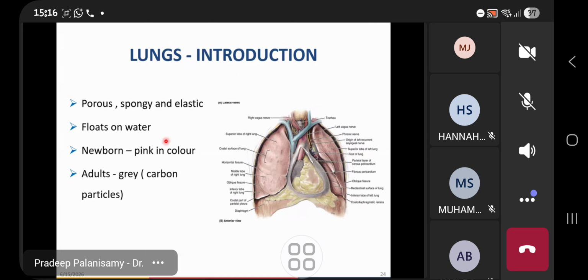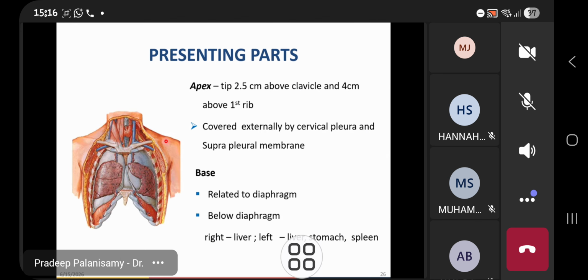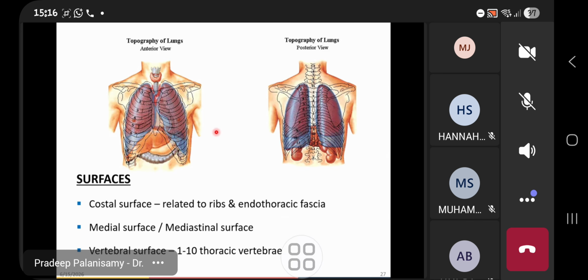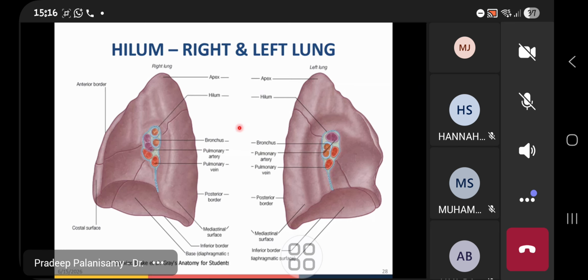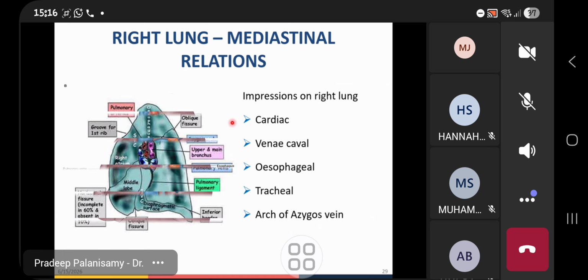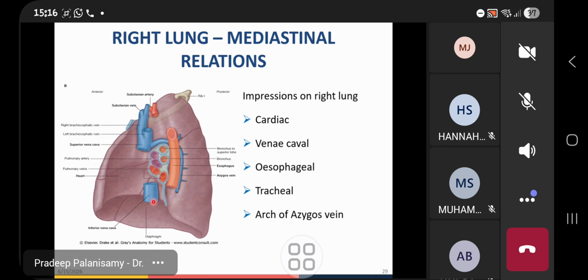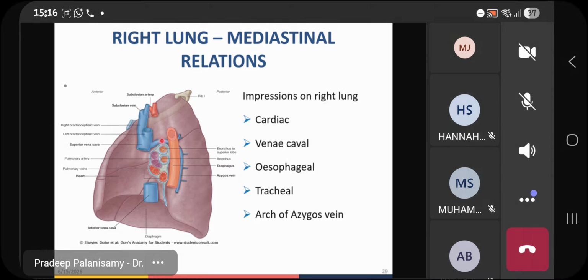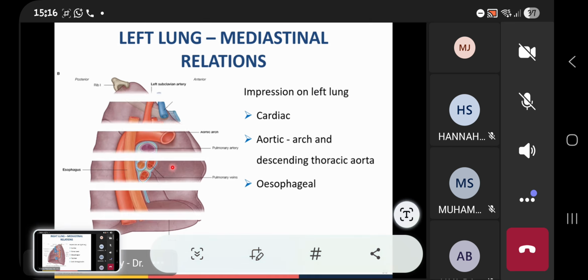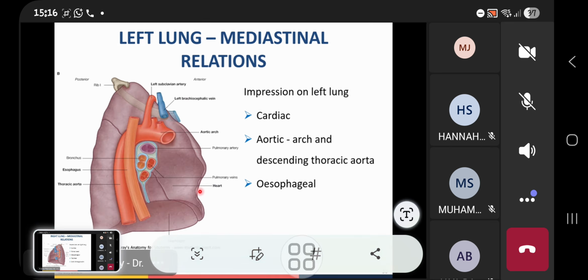As far as the lungs are concerned in this module, there is no need to remember too much about the other surfaces. But what you need to know is the mediastinal relations. What are the structures that form impressions on the right lung? What are the impressions that are formed on the left lung?